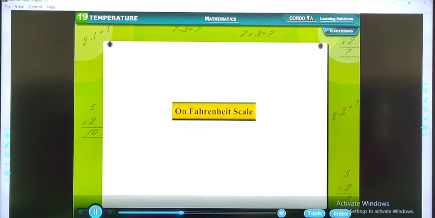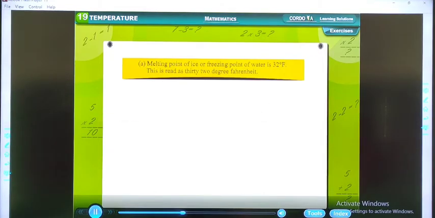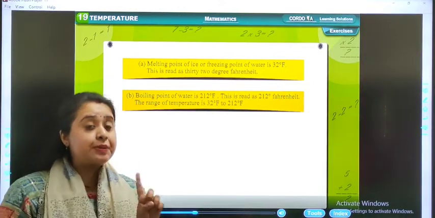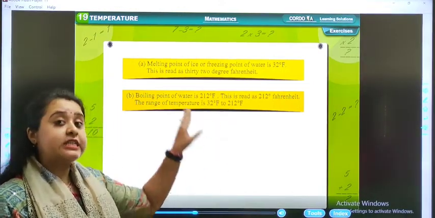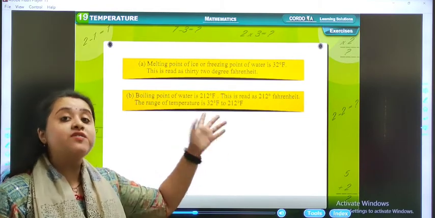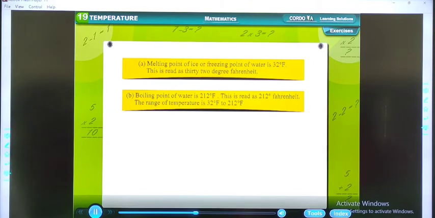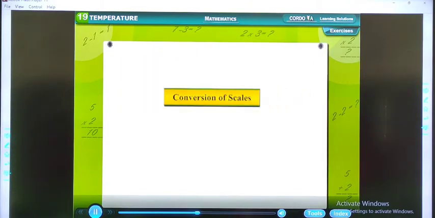On the Fahrenheit scale, melting point of ice or freezing point of water is 32 degree Fahrenheit. Boiling point of water is 212 degree Fahrenheit. Students, you need to remember the range of Fahrenheit, that is 32 degree F to 212 degree F. Okay? Conversion of scales.